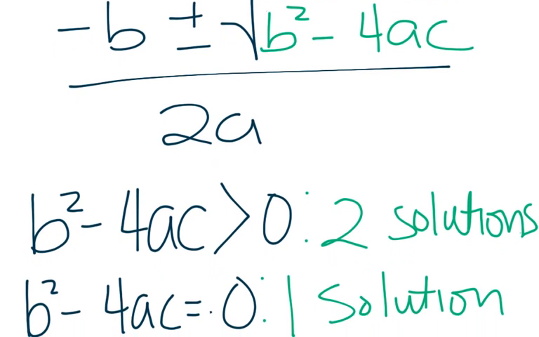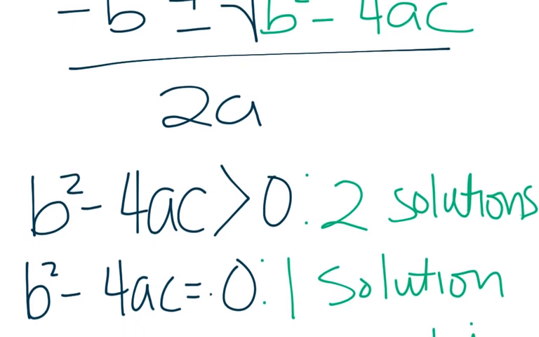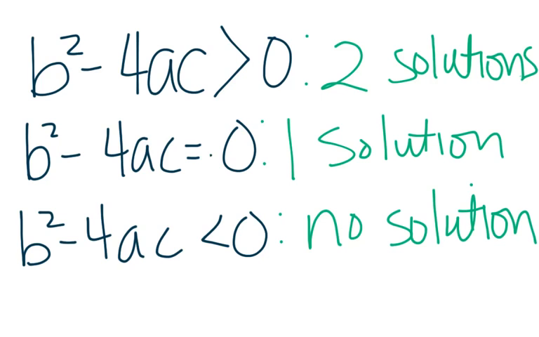So if the inside part, b squared minus 4ac, is greater than 0, that means there's two solutions. If it equals 0, that means there's one solution. And if it's less than 0, so if it's a negative number, that means there's no solution. You remember that from the last lesson, where anytime we had a negative number inside of the square root sign, the answer was always going to be no solution.